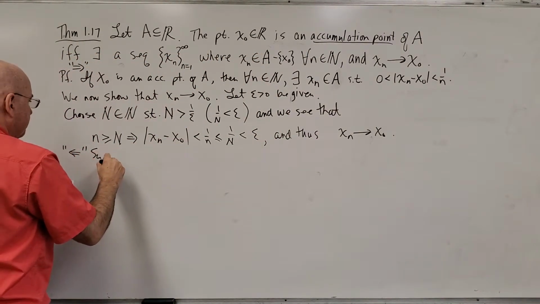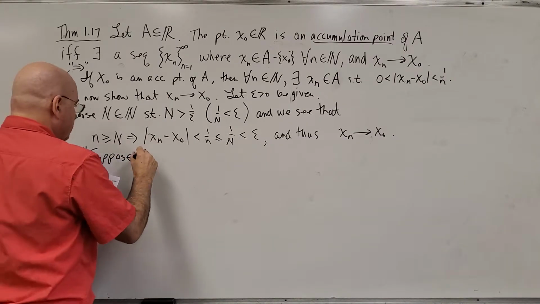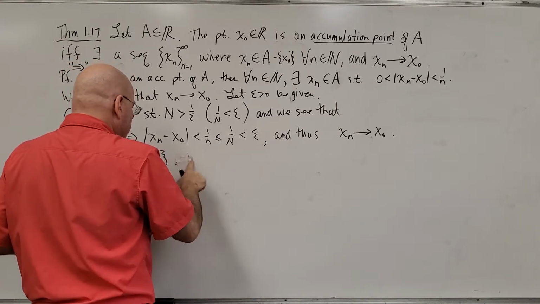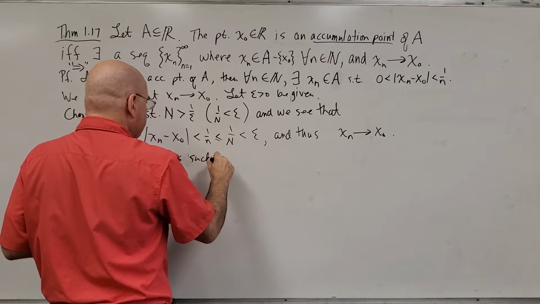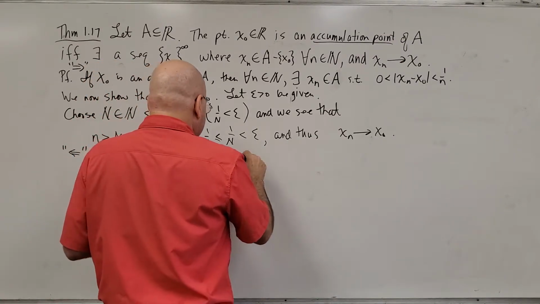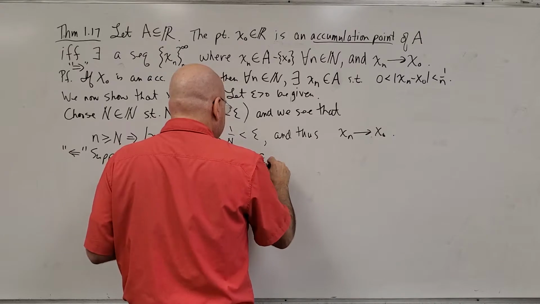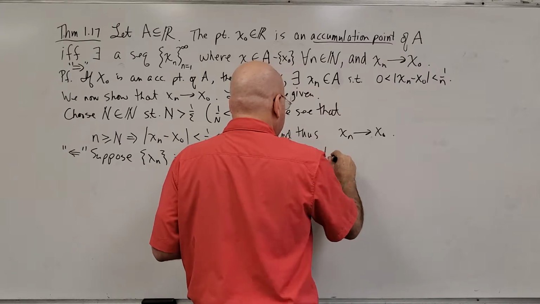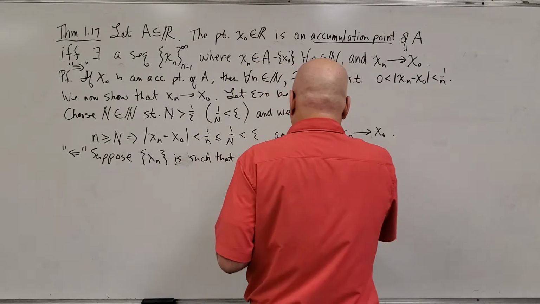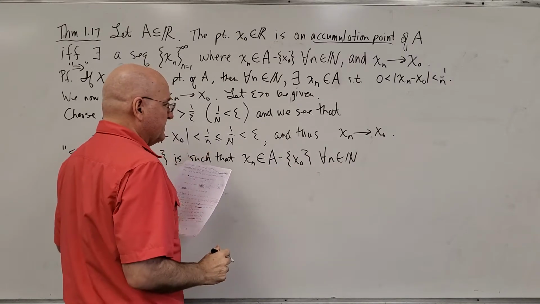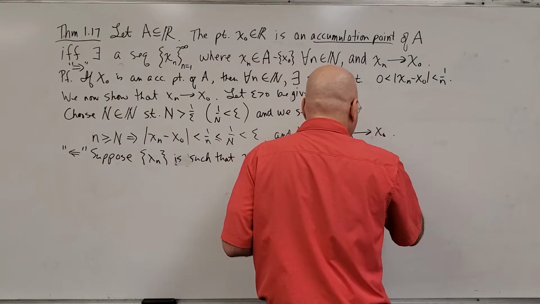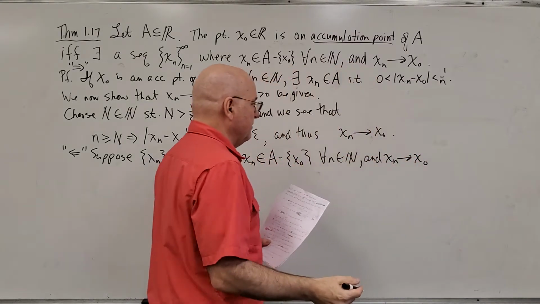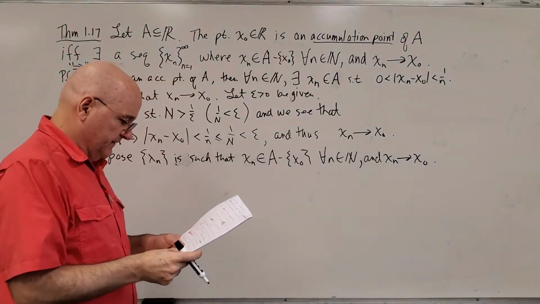So suppose that xn is such that xn is an element of A minus x naught for all natural numbers. So every element is in A, but it's different from x naught. And xn converges to x naught. So we just need to show that x naught is an accumulation point.